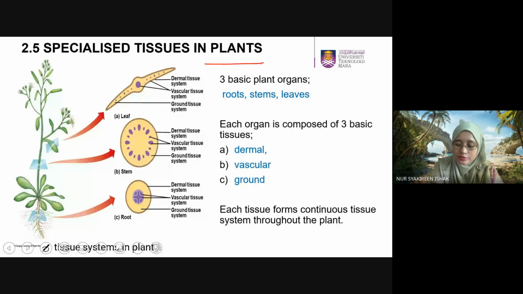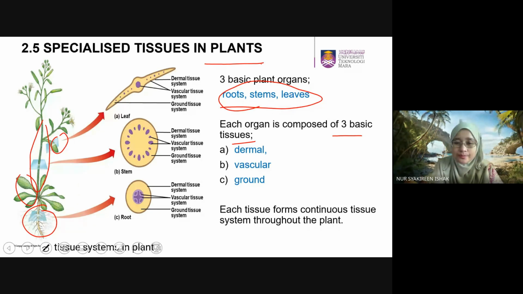Okay, so three basic organs in plants are the roots. Okay, the roots, and then the stem of the plants, and then also the leaves of the plants that function to carry out photosynthesis. Okay, so each organ is composed of three basic tissues. So it means that all these organs or parts of plant, they must have these three basic tissues.